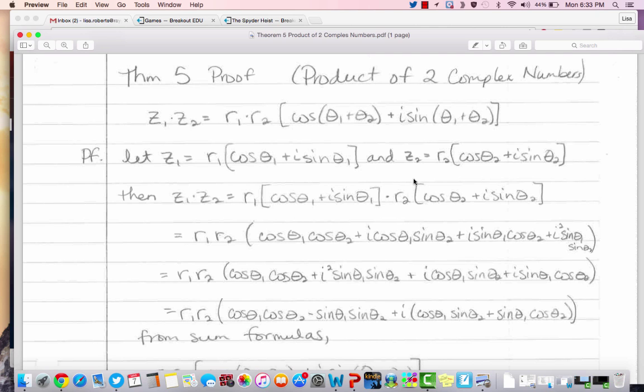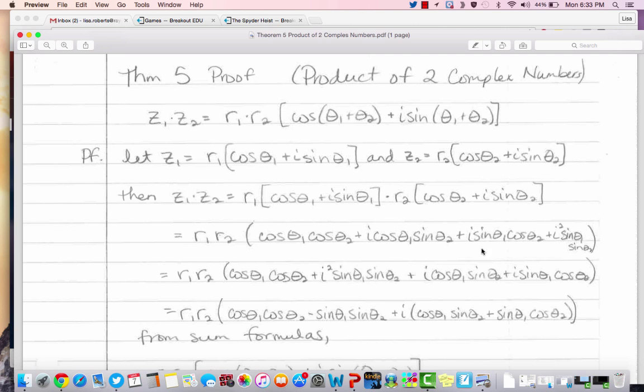So we take the cosine of theta 1 times cosine of theta 2, cosine of theta 1 times i sine of theta 2, i sine of theta 1 times the cosine of theta 2, and i sine of theta 1 times i sine of theta 2. That's where we get all this. Note this is i times i. That's where the i squared comes from.